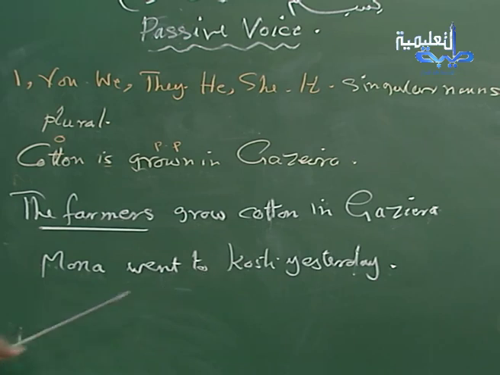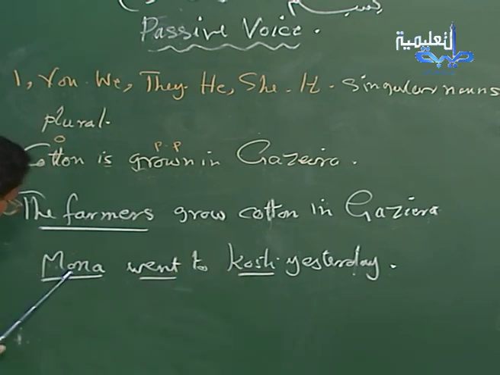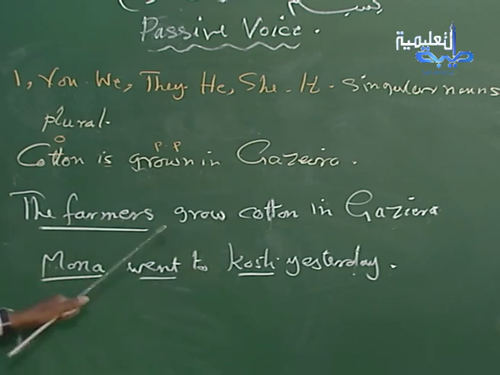Muna went to Kosti yesterday. Muna is the subject. This is the past simple. Kosti is an object. You see? Here there is subject, verb, and object. This is an active sentence.